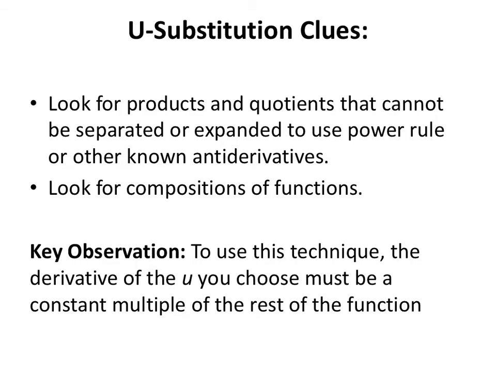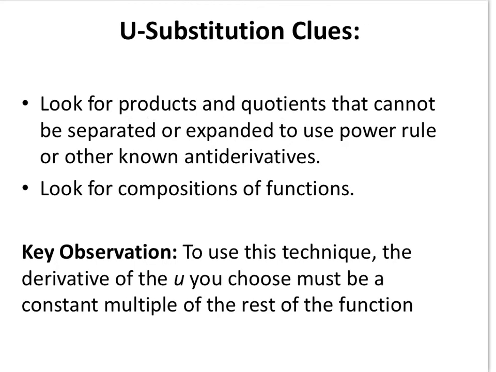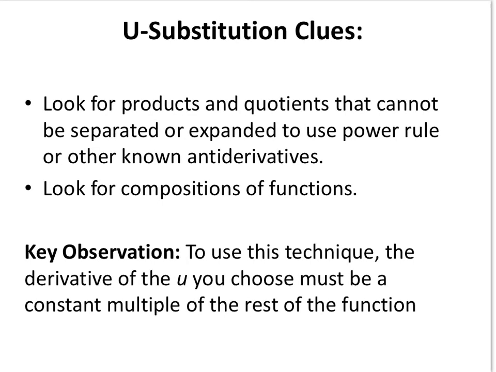So how do we know when we're going to have to use a u substitution? Well, we're not going to be able to just use our normal power rules or other known antiderivatives. So we're looking for products or quotients that can't be separated or expanded out. And we're also looking for what could be written as a composition of functions. The key observation here is that to use this technique, the derivative of the u value that you choose has to be a constant multiple of the rest of the function.